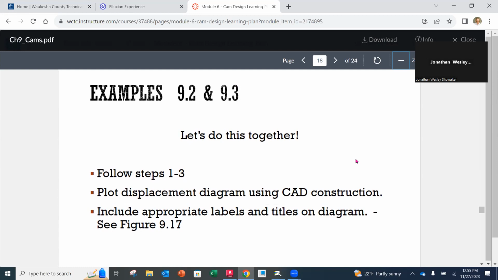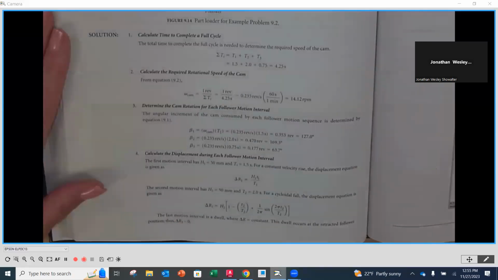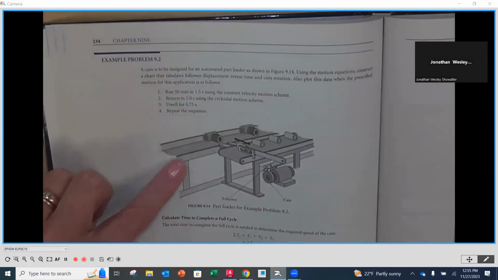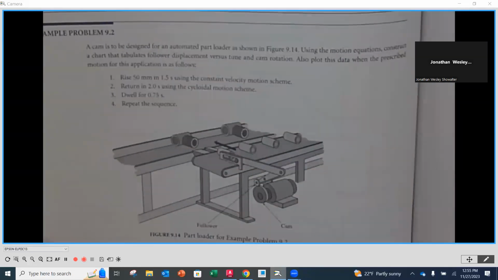And we're just going to focus on steps 1 through 3. And then we're going to plot the displacement diagram using CAD construction, and then include the appropriate labels and titles on the diagram as we see in the second part here. So as we look, starting on page 234, here we have the problem statement.